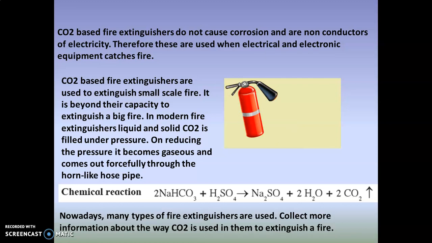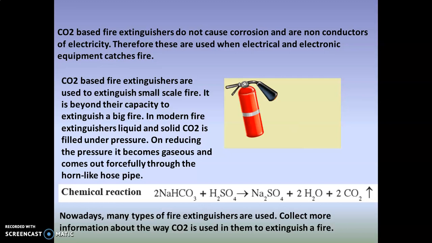In modern fire extinguishers, liquid and solid carbon dioxide is filled under pressure. For that also, because carbon dioxide is a gas and we cannot store it for a long time, scientists have found one more solution. We all know that when gases are put under pressure, we can convert them into liquid or solids, and that can be stored. On reducing the pressure, it becomes gaseous again and comes out forcefully through the horn-like hose pipe.